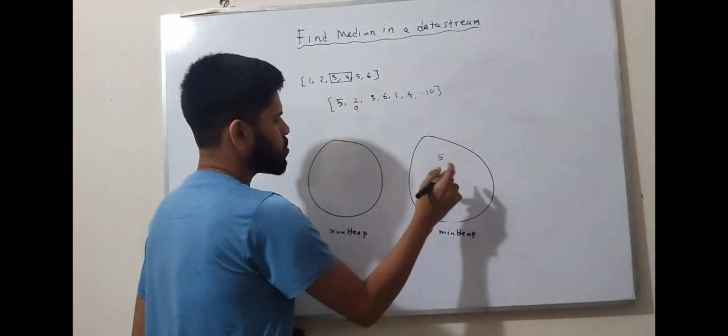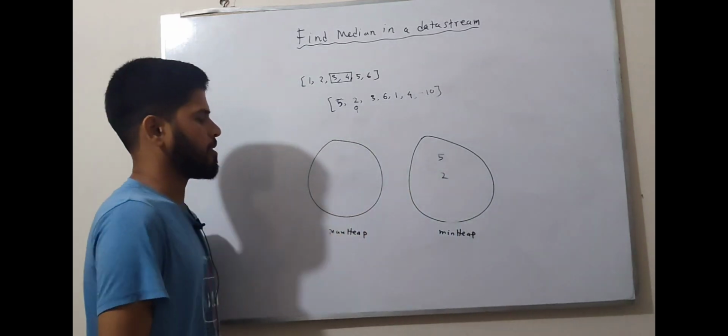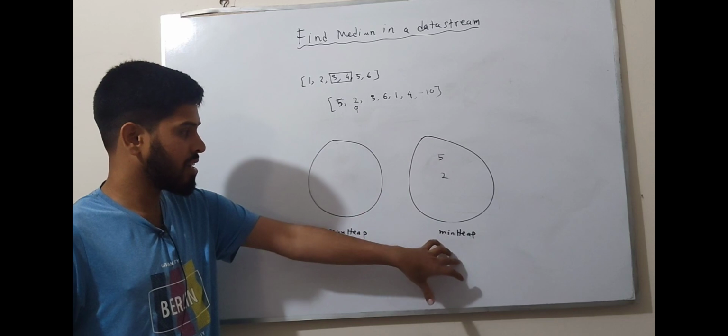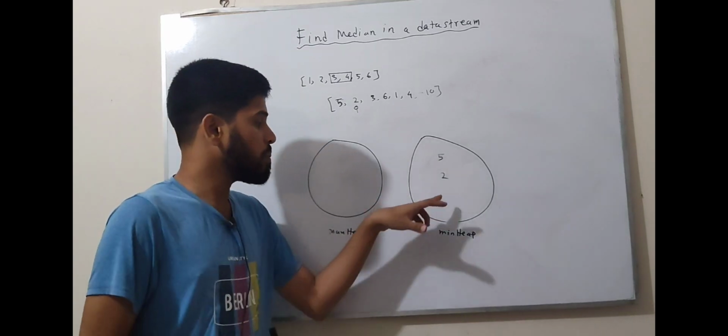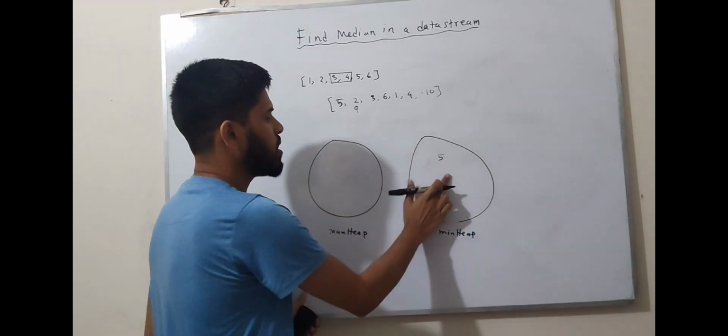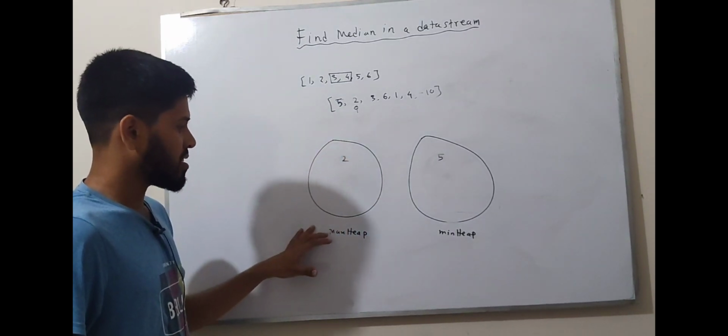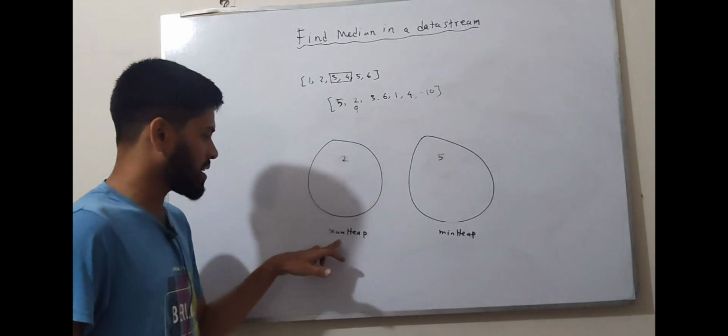Let's insert 2 in our min heap data structure, right here. Now what I'm gonna do, we're gonna pick the minimum element from here, which is 2. Let's put it back here. Now we see that the size of min heap is not less than max heap.